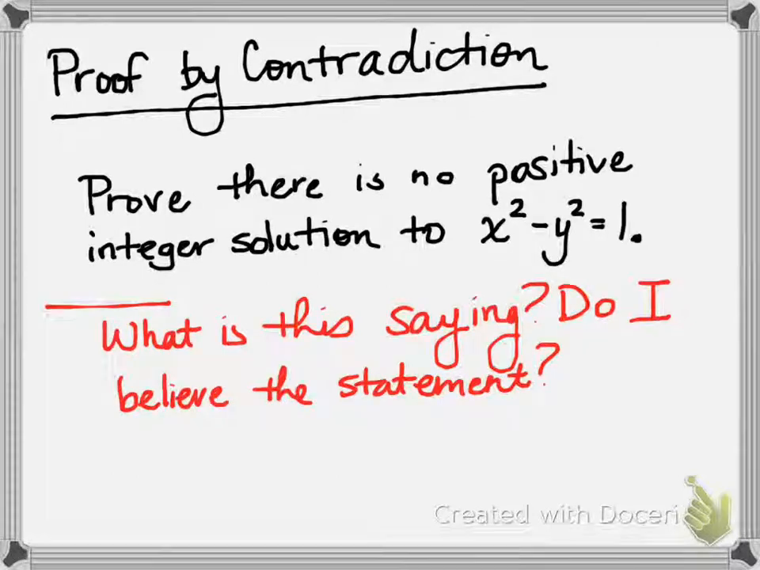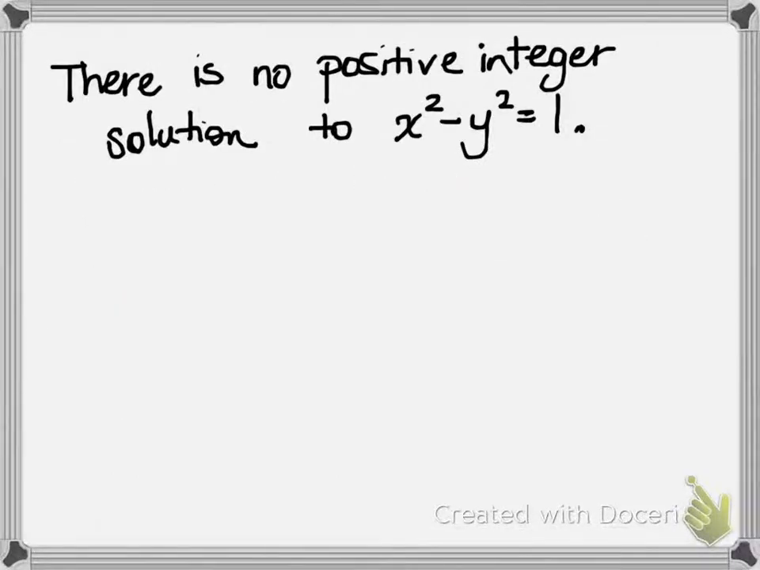So let's go about trying to prove this. We want to prove there is no positive integer solution to x squared minus y squared equals 1. So the difficult part about proving this directly is that if we prove this directly, we're going to have to take every single x and y integers and find the difference of their squares and show that that's never 1. And we can't take every pair because there are infinitely many choices. So a better way to proceed on this is proof by contradiction.